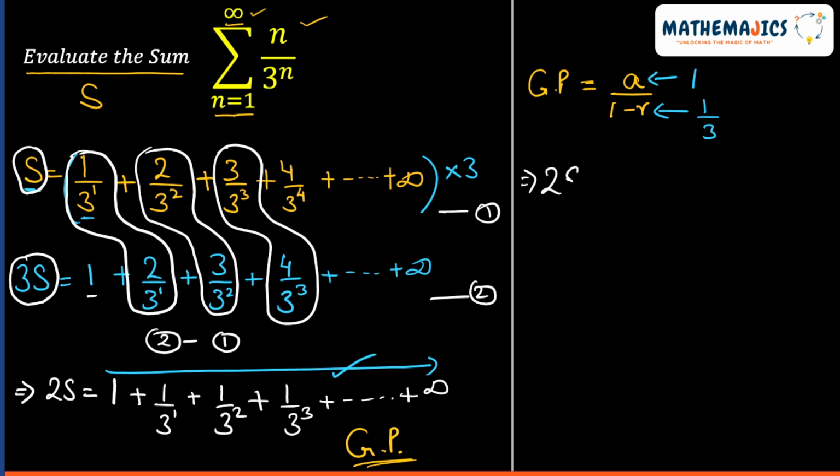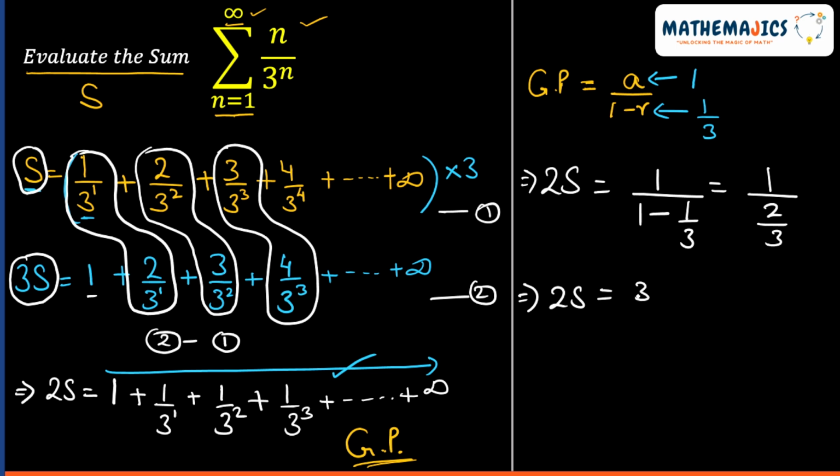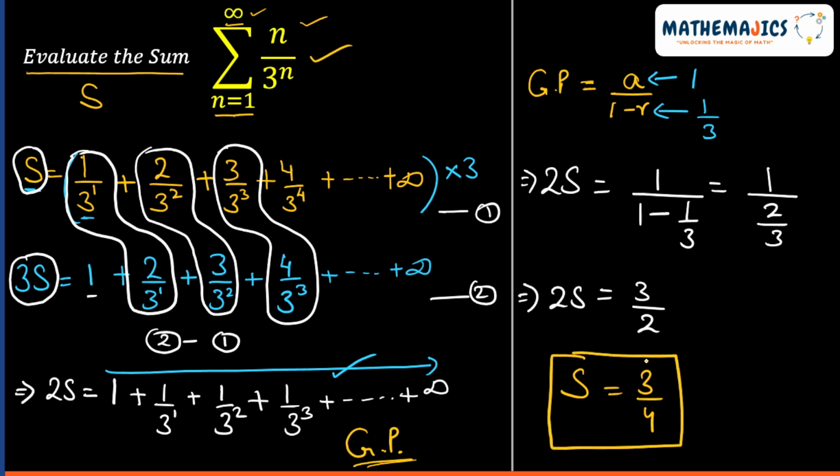So let's find the sum of this series till infinity. 2s is equal to a, which is 1, upon 1 minus r. r is 1 by 3. If we solve this further, we will get 1 upon 2 upon 3. So we will get 2s is equal to 3 upon 2. That means what will be the value of s? s will become 3 by 4. So what was s? s was the sum of this series. So what is our final answer? The sum of the series given to us is 3 by 4. This is our final answer.